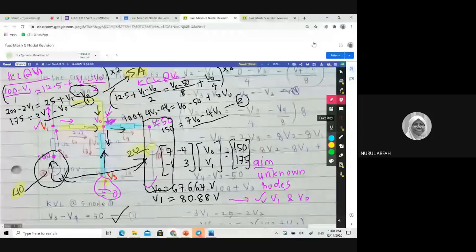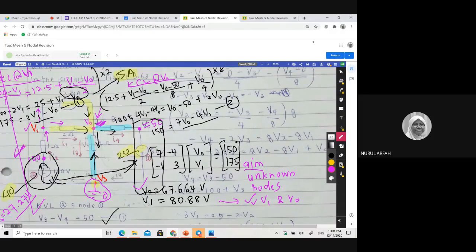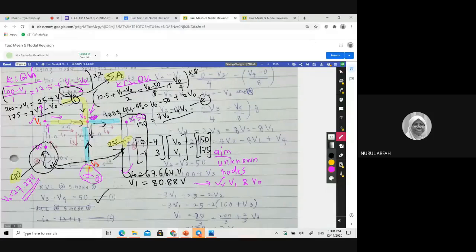And then you can compare with your answer. Maybe you can get the correct answer. 27. Okay. V naught is equal to this. If you use my method, but using their value, the textbook solution, because the values are different, we cannot check our answer here.